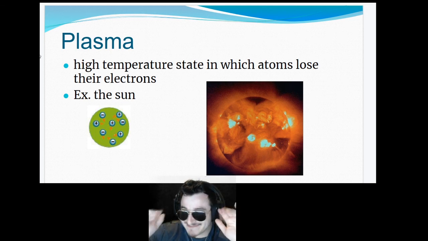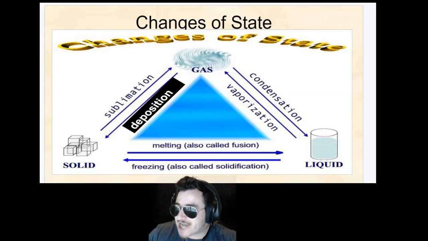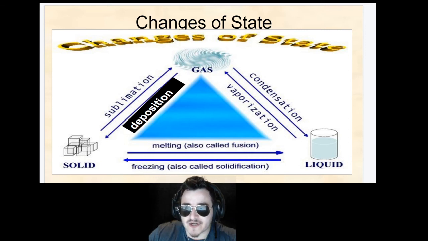So bye-bye. We won't see him again. Next, changes of state. We've talked about the difference between solids, liquids, and gases, but how do they get there? How do they get from solid to liquid to gas and vice versa? Well, look at this triangle. It has all of the phase changes, and you've probably heard of most of these. Solid to liquid.